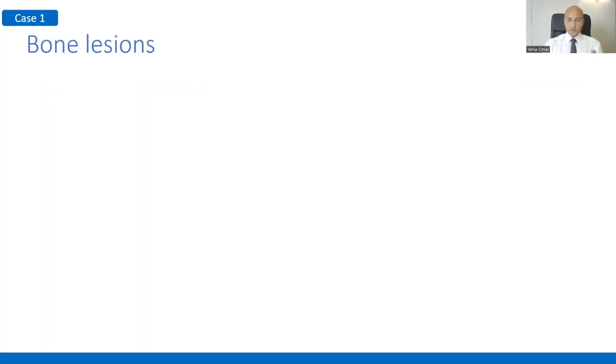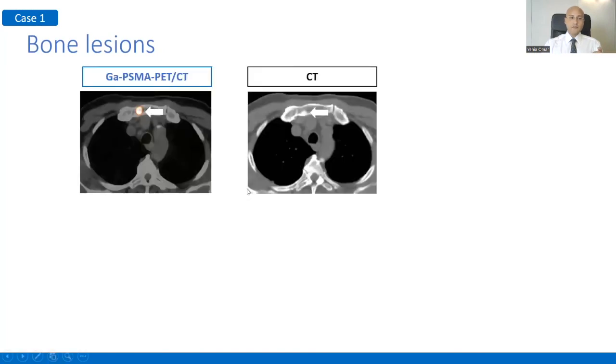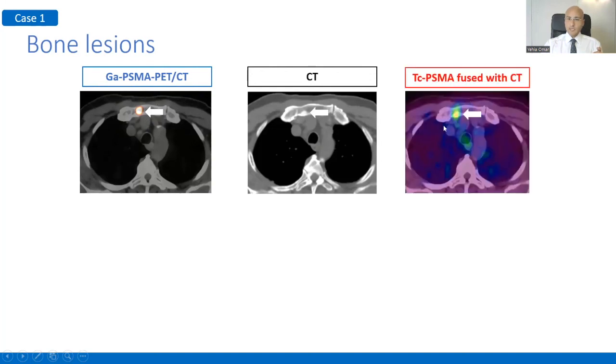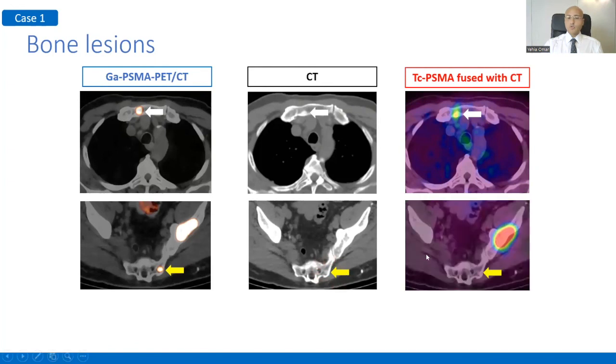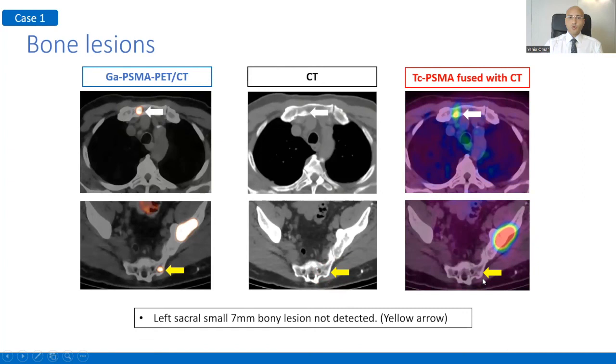Now moving to the bony lesions, in this case number 1, this patient had a sternal bony lesion, as you can see in the gallium, and in the technetium, again, clearly seen. However, when you move to a smaller bony lesion, like this one in the left sacrum, it was sclerotic in the CT here. This lesion was not detected in the technetium. Again, we have the same large left iliac bone, but the sacral lesion was not seen. So again, almost the same conclusion. This sacral bony lesion was around 7 millimeters, so size matters to detect lesions in technetium PSMA.